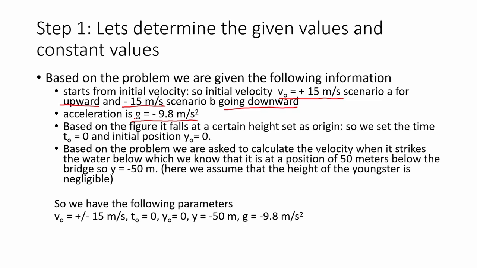Based on the figure, it falls from a certain height set as the origin, so we set the time t0 equal to 0 and the initial position y0 equal to 0. Times are not given. So we have the following parameters: v0 equals positive or negative 15 meters per second depending on which scenario, t0 equals 0, y0 equals 0, y equals negative 50 meters, g equals negative 9.8 meters per second squared.